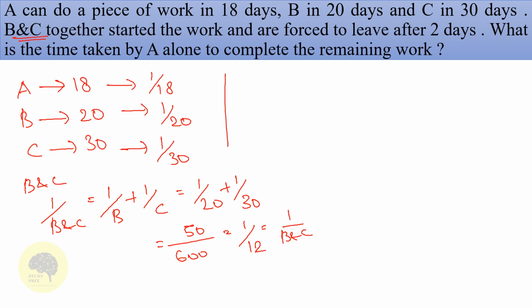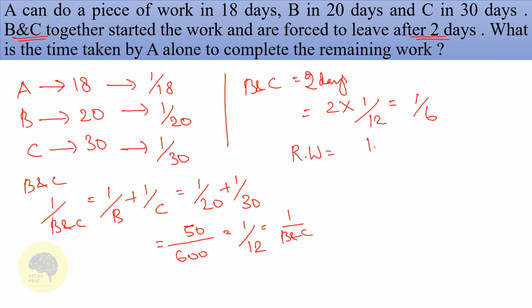And coming back to the question, it is stated that B and C together started the work and are forced to leave after 2 days. So, B and C together worked for 2 days. So, we have to find the work done by B and C together in 2 days. Nothing but 2 multiplied by 1 by 12. Therefore, 1 by 6 amount of work can be done by B and C together, and the remaining work was done by A alone. And we have to find the time taken by A alone to complete the remaining work. So, we have to find the remaining work 1 minus 1 by 6, therefore 5 by 6 amount of work can be done by A alone.